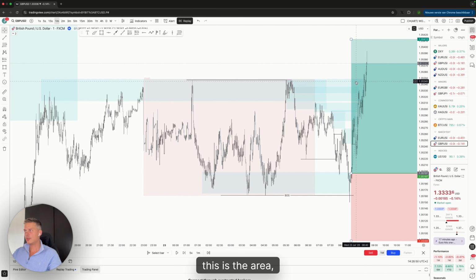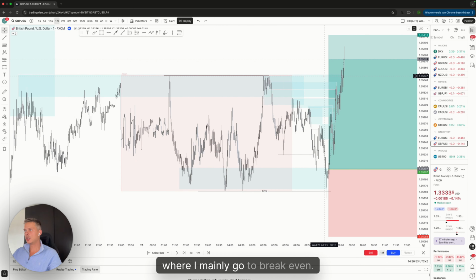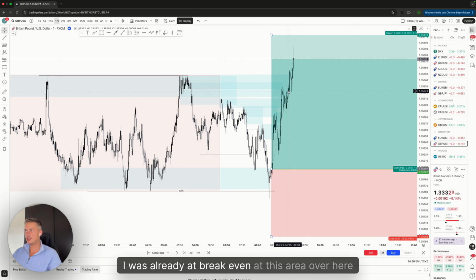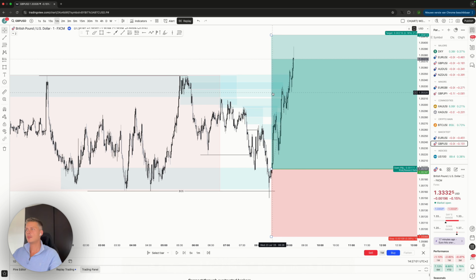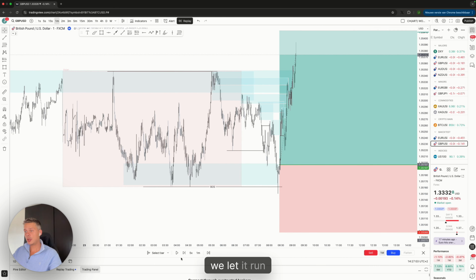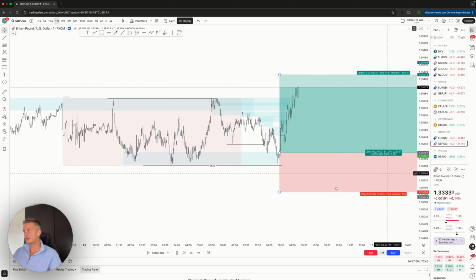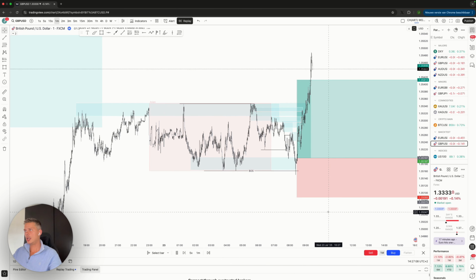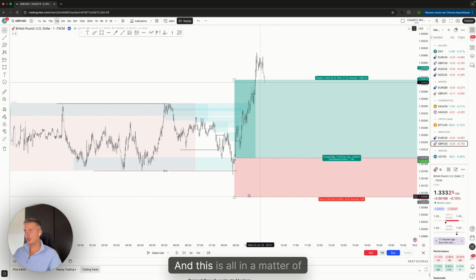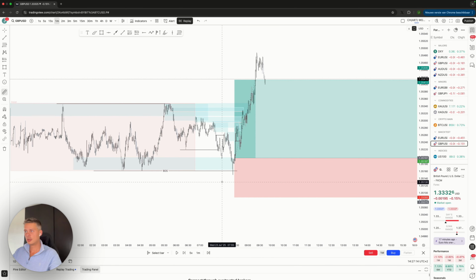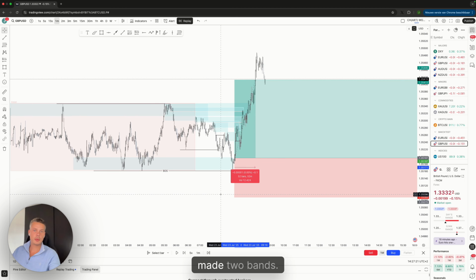Well, this is the area where I mainly go to break even. I was already at break even at this area over here because I'm already that much up in profit. There's no need for me to risk any more on this trade. So we let it run to see what happens, and kaboom, take profit is hit. And this is all in a matter of 45 minutes, less than an hour, in and out, made 2 bands.